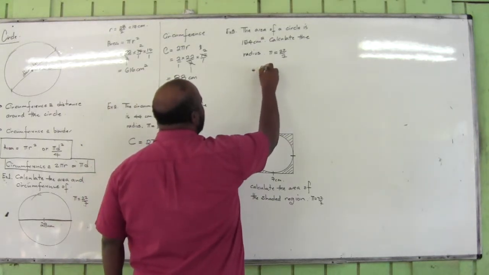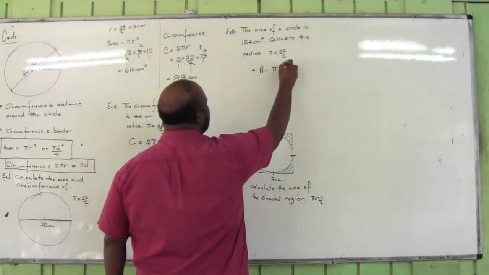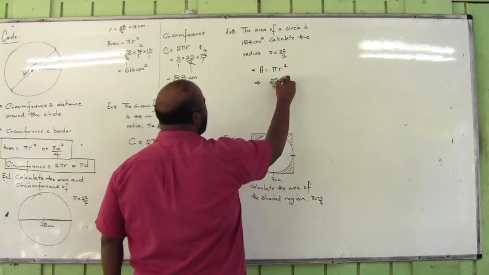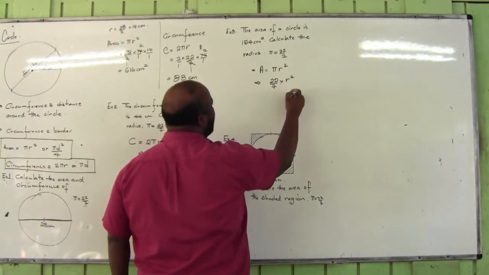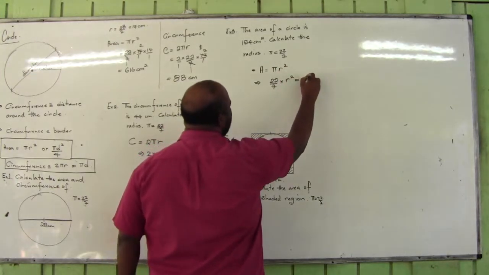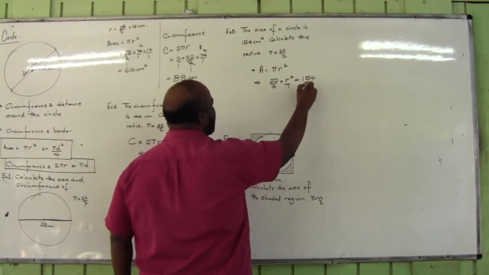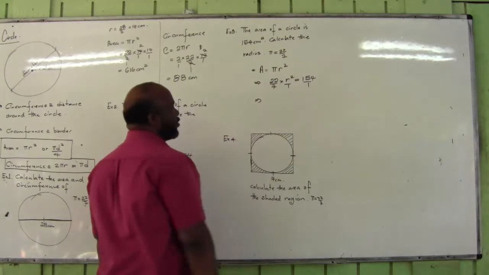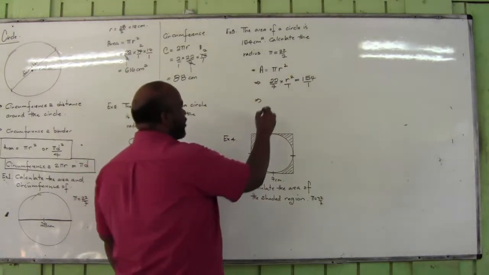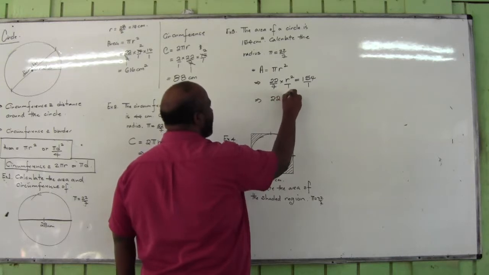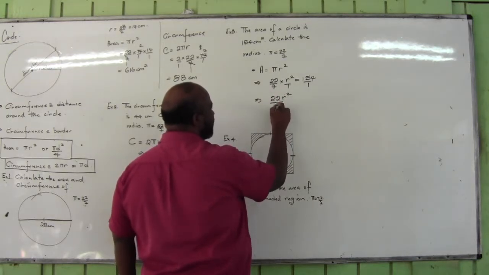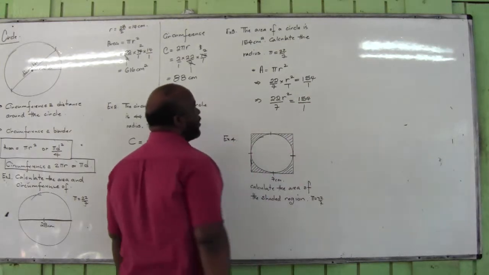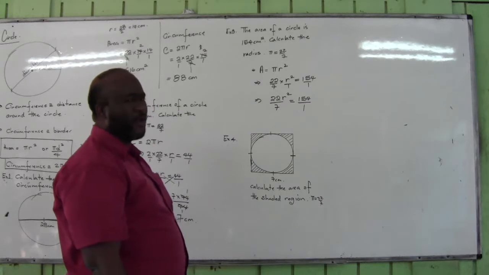So the area is what? Pi r squared. So therefore pi, which is 22 over 7, times r squared, that we don't know, is equal to 154. Do you agree? What is 22 times r squared? So this is 22 r squared over 7 times 1 is equal to 154 over 1. If you have one fraction equal to one fraction, what do you do?